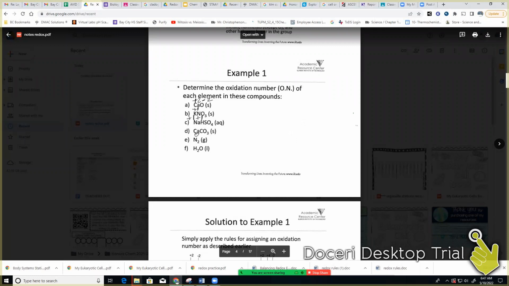Nitrogen, diatomic nitrogen is going to be 0. Those are the nice easy ones. It's in its normal elemental state. So it's going to be that. Water is a -2 for the oxygen and a +1 for the hydrogen. I have 2 of those, so that's how they cancel each other out. Let's look at calcium carbonate.